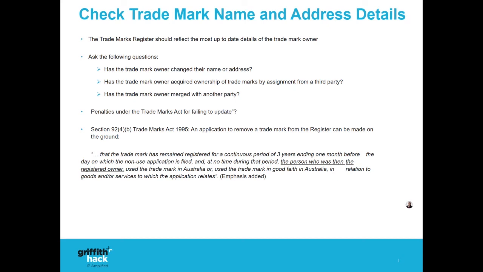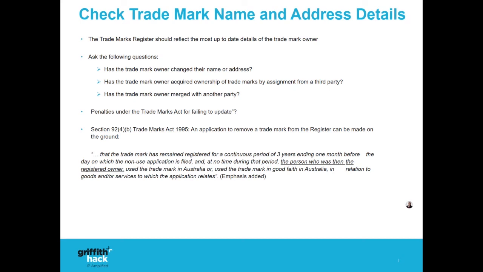The relevant section of the Act, section 92(4)(b), says that if the trademark has remained registered for a continuous period of 3 years or more, ending 1 month before the date on which the non-use application is filed, and at no time during that period the person who was then the registered owner had used the trademark, then it's vulnerable to removal for non-use. So the mark is in use, you've been using it, but the register reflects that the registered owner is the company that you bought the mark from. So it's a technical thing.